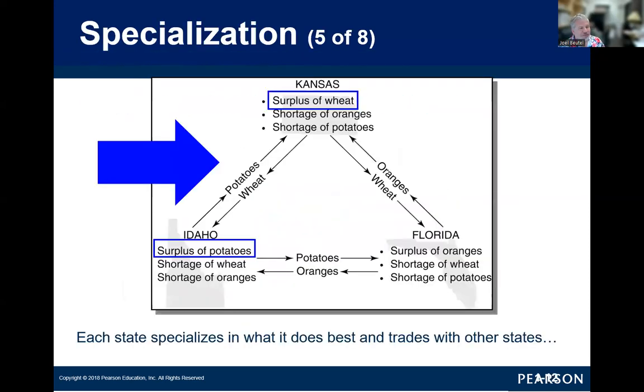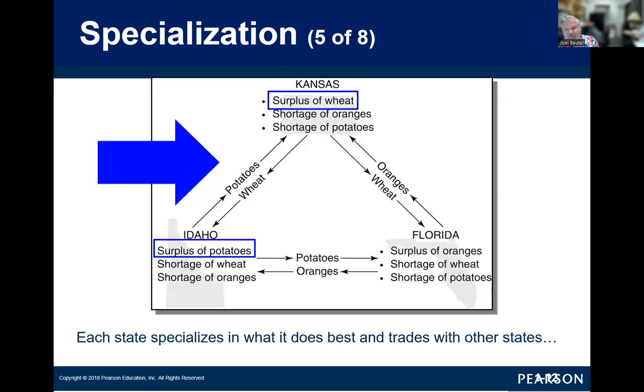And if we put all of these together, and we could make this more and more complex, what we see is that all three have surpluses in different things. So Kansas has a surplus of wheat, Idaho potatoes, and Florida's surpluses are in oranges. And the concept of specialization and trade is that if every state specializes in what they do best, they can use the product they make the most of to trade for other products that they don't make as well. Now, this is the pure example where each state has an absolute advantage in production of something.